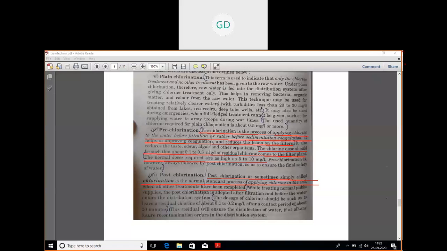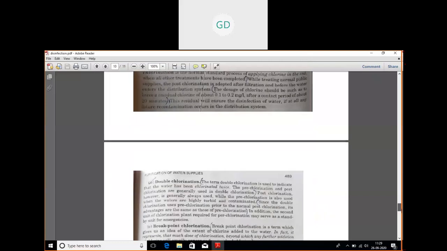The dosage of chlorine should be such as to leave a residual chlorine of about 0.1 to 0.2 milligram per liter, after a contact period of about 20 minutes. So this is all about your post-chlorination.